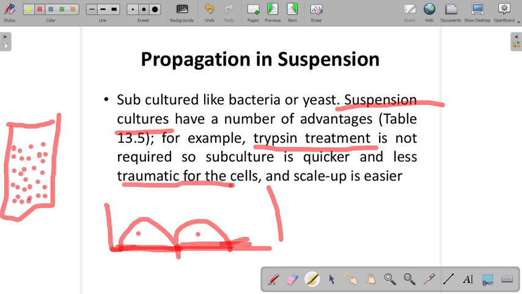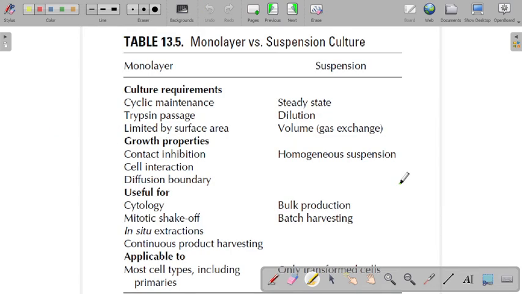It is less traumatic for the cells because cells are exposed to less physical disruption, shaking, handling and chemical treatment, which otherwise give cells a morphologically deteriorating environment. So suspension cultures face less traumatic effect while subculturing. Then scale up is easier. Scale up means growing the culture in multiple flasks, so that scale up procedure is very good in suspension culture. This is the basic difference.